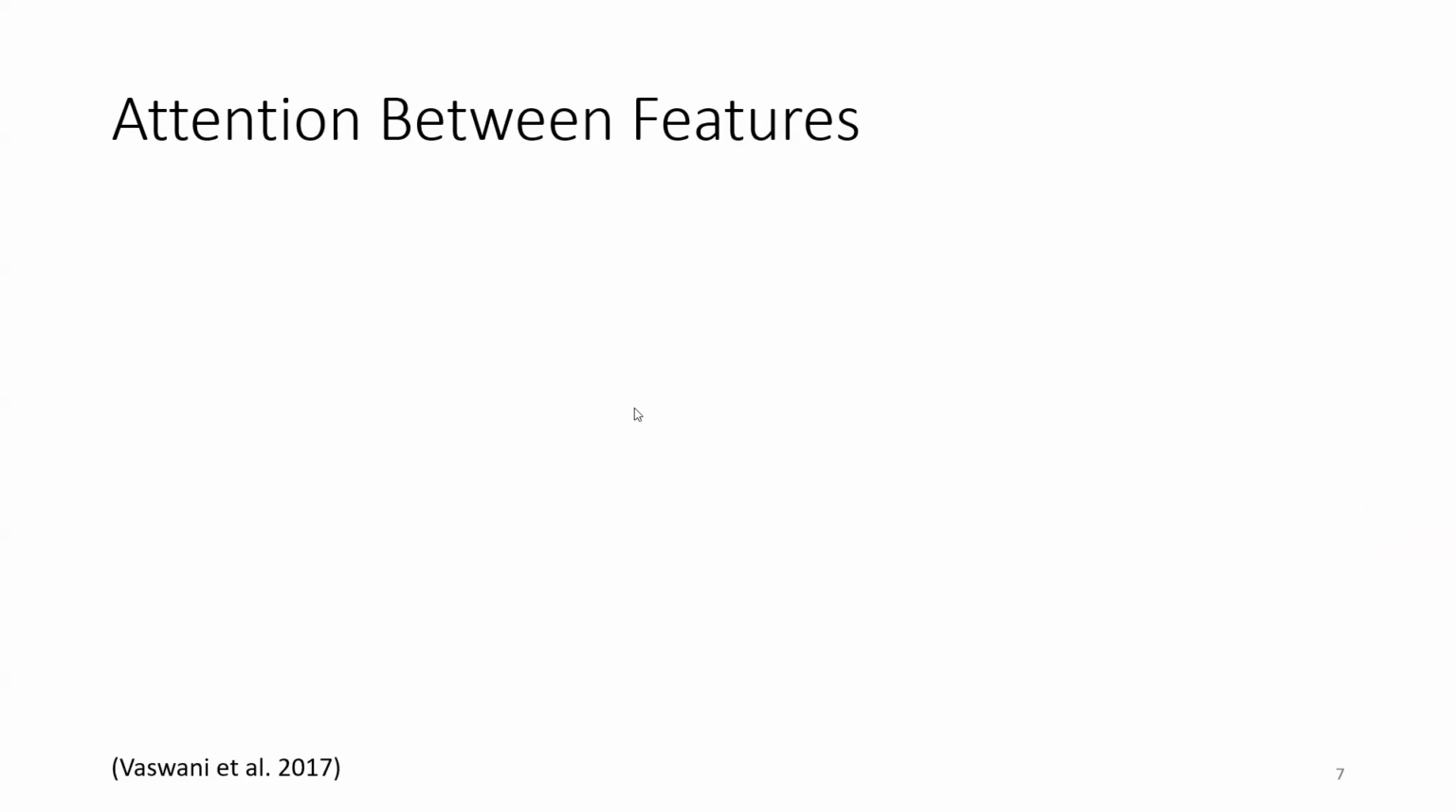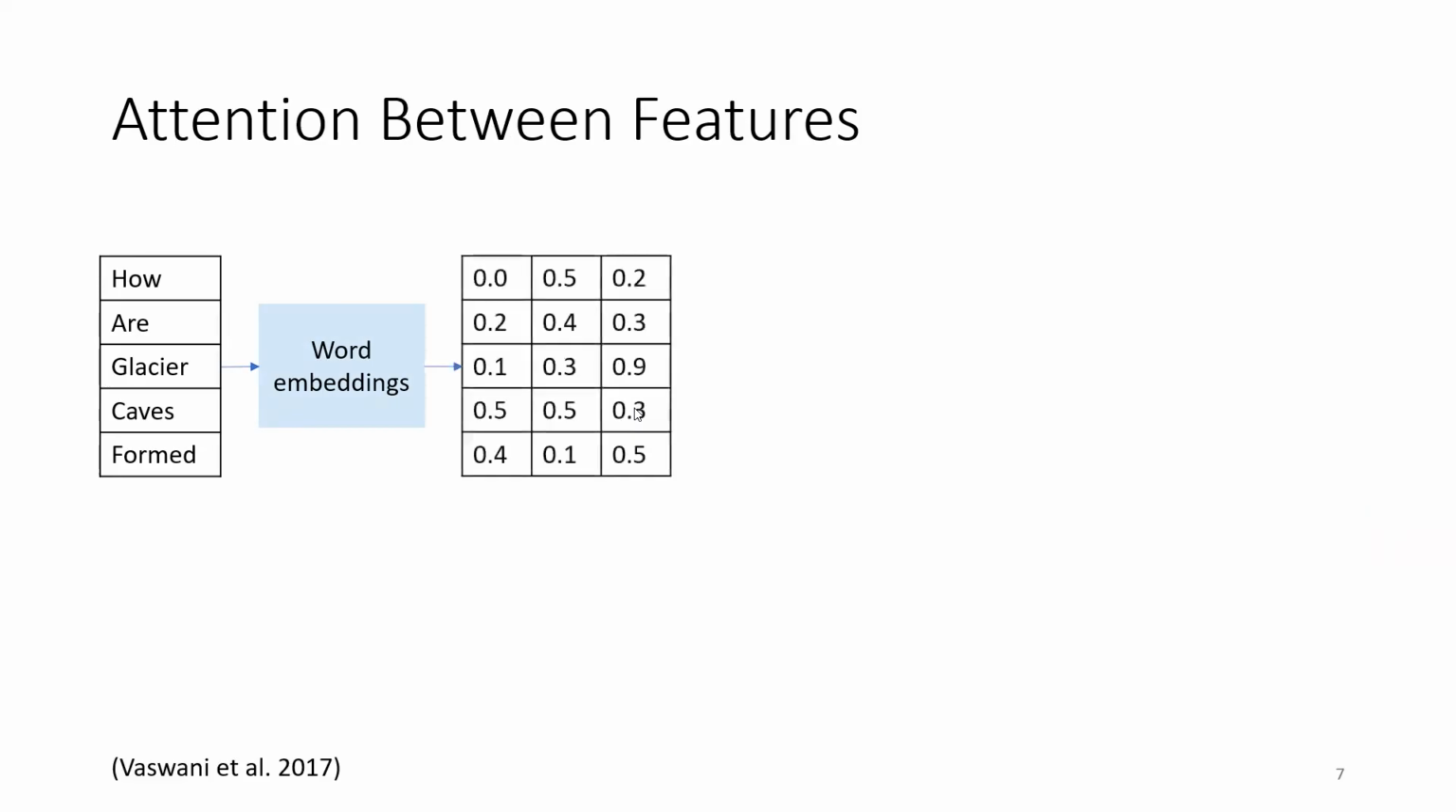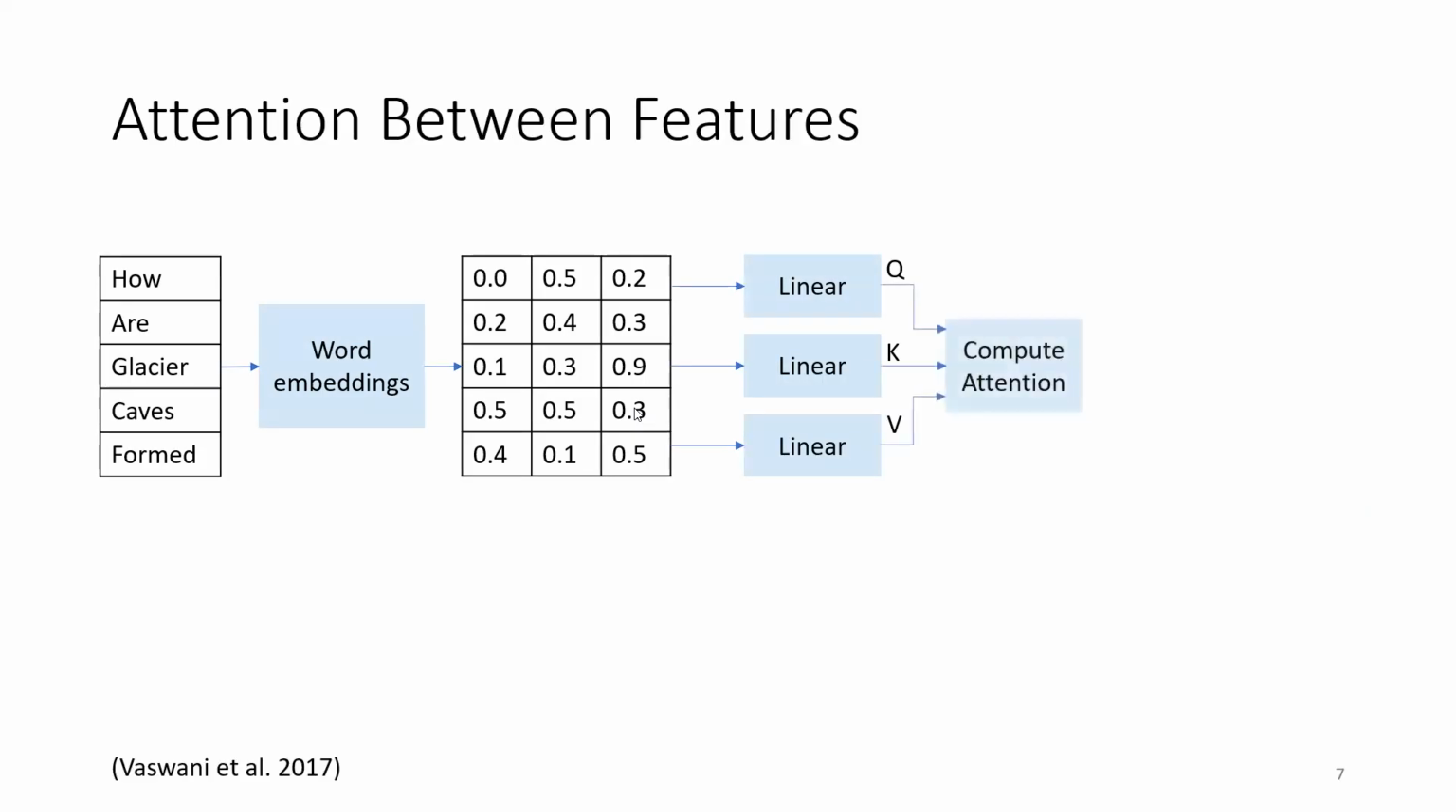So attention between features. We have our sentence, how are glacier caves formed? We create initial representations using a process called word embeddings. We get a matrix like this where each row corresponds to a word. To compute attention, we need to compute three matrices: query matrix Q, key matrix K, and value matrix V. These three matrices are used to compute attention scores and improve the representation using this equation.